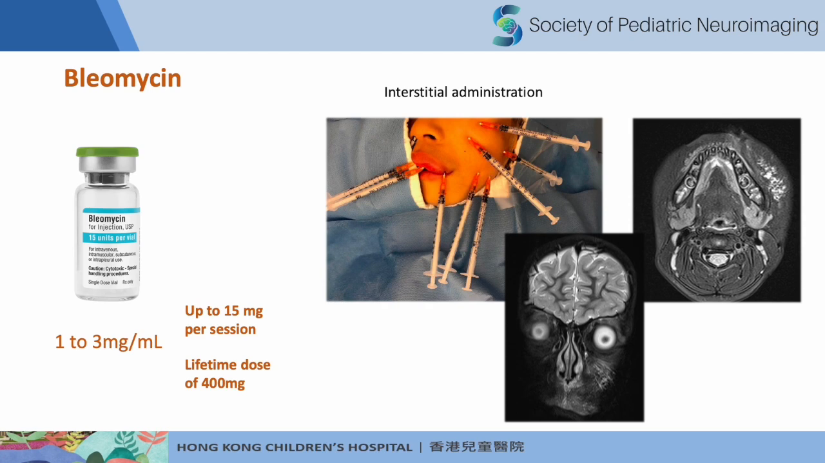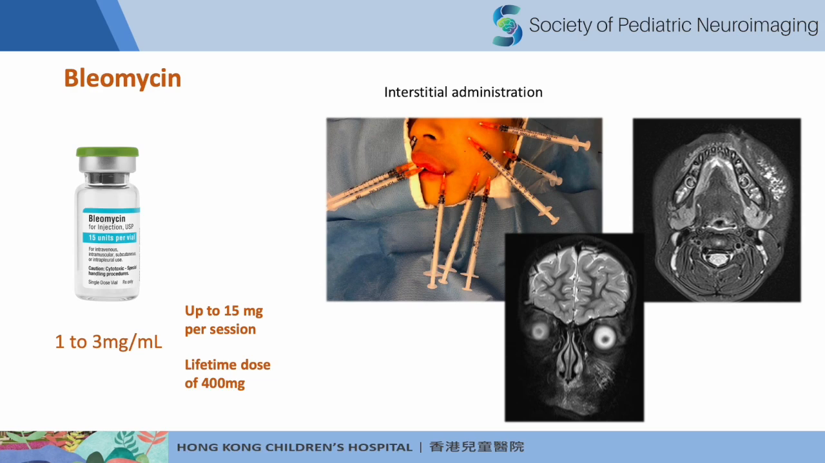Bleomycin is something really in fashion now. It's basically an antibiotic that causes a reduction in cellular proliferation. Its mechanism on venous or lymphatic malformation is not exactly well elucidated, but there is probably some sort of fibrotic effect taking place. For bleomycin, we would propose 1 to 3 milligrams per ml, and we can use up to 15 milligrams per session.